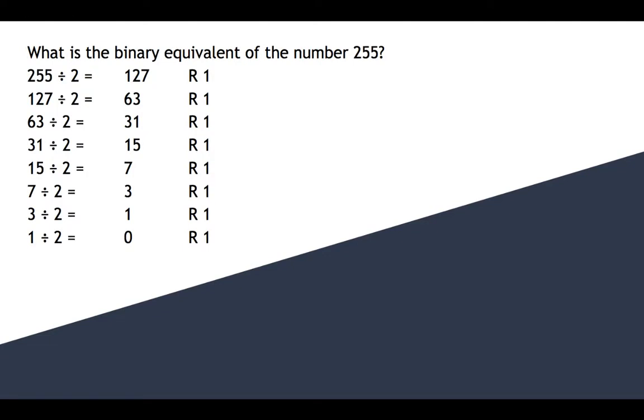We'll continue. All right, what is the binary equivalent of the number 255? 255 divided by 2 is 127 with the remainder 1. 127 divided by 2 is 63, remainder 1. 63 divided by 2 is 31, remainder 1. And so on all the way down. Notice that the binary equivalent is 11111111.